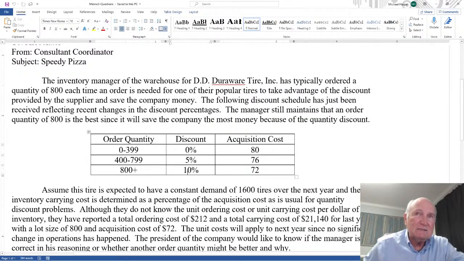Well, that makes sense because the 10% discount means the acquisition cost is $72 per tire instead of $80 per tire. You get a 10% discount, and so that's something that's very attractive. And he says, look, I'm ordering 800 tires at $72 instead of $80. I'm saving the company money.